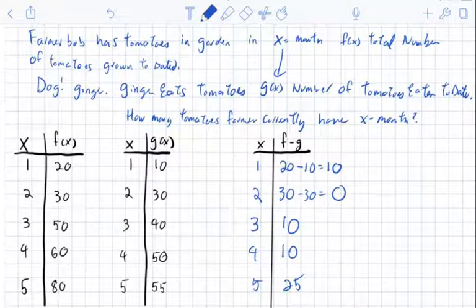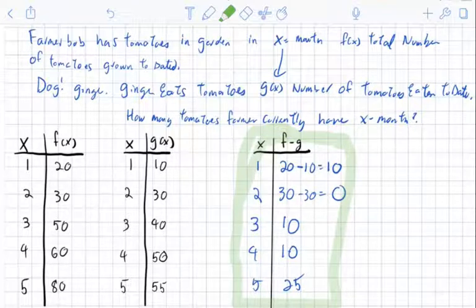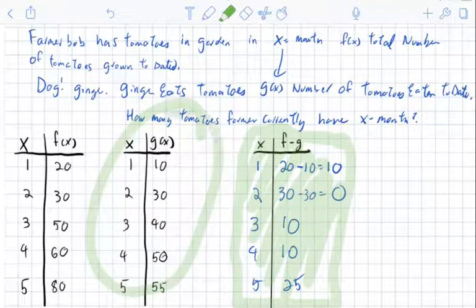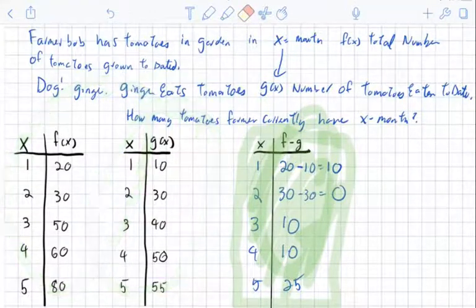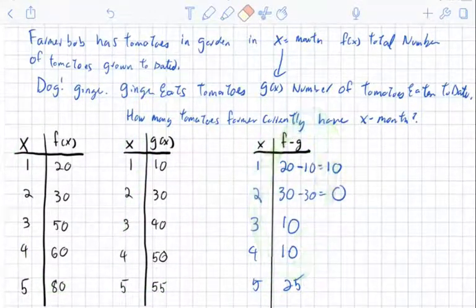And so what we end up with is a new function which describes how many tomatoes the farmer currently has in month X. But I built this table, this function, out of these two. I combined them together to get this new function. I've built a new function out of simpler functions. Okay? We can also do this with multiplication.